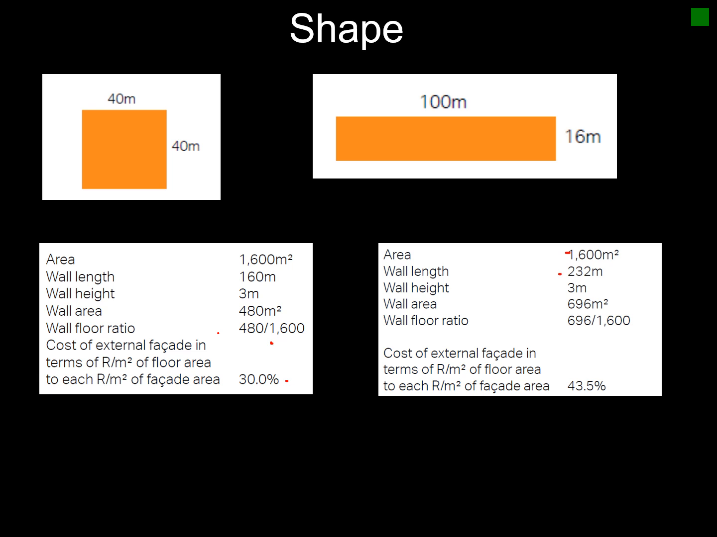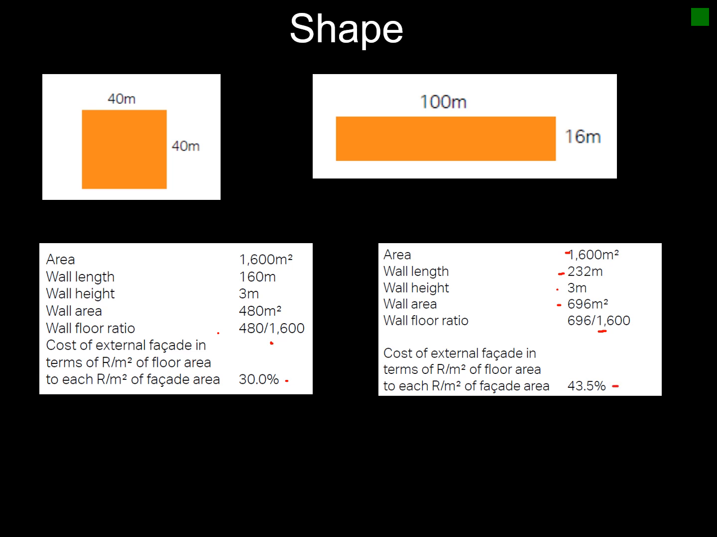Your wall length is now 232 meters. Your height still stays the same, and then your wall area now goes up to 696 squares. If you divide that by your floor area, you get to a cost of rand per square meter, the ratio of 43.5%. So you can see the ratio is higher.